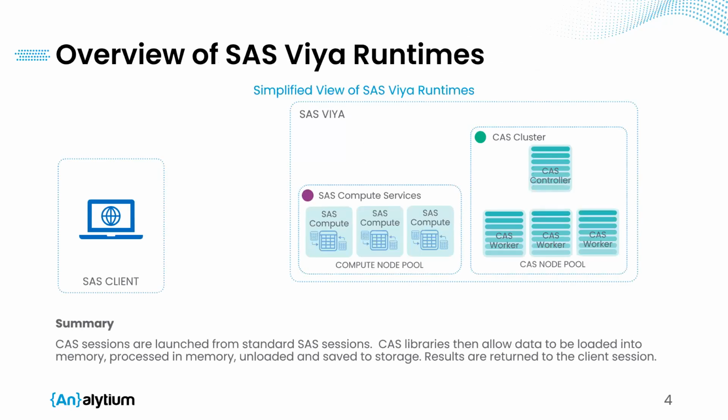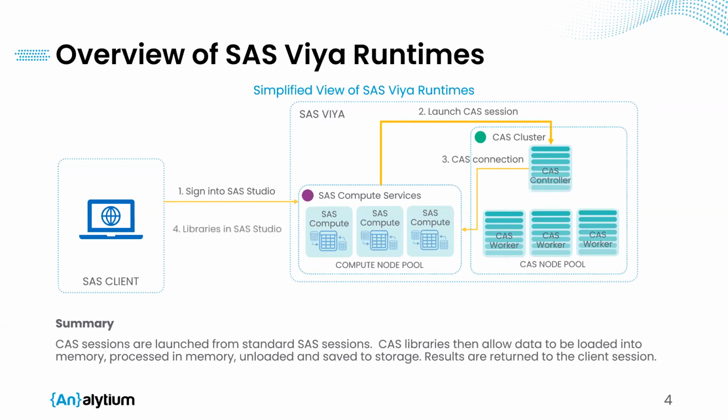So an overview of the runtimes. First of all, we'll just start off by signing in from the SAS client into SAS Studio. That will then establish a link between your compute session and your CAS session, and then a link back to the compute session. You can then expose your CAS libraries in SAS Studio and submit code against CAS data, which will be carried out by the various worker nodes. Then you can save your data back via libraries into SAS Studio, and you get your results back in the same way.